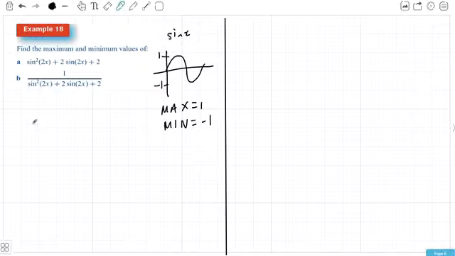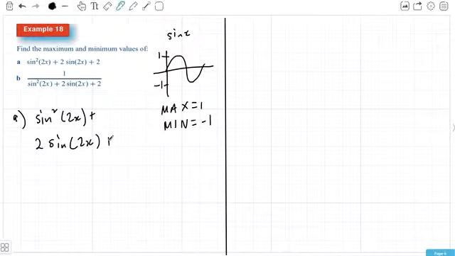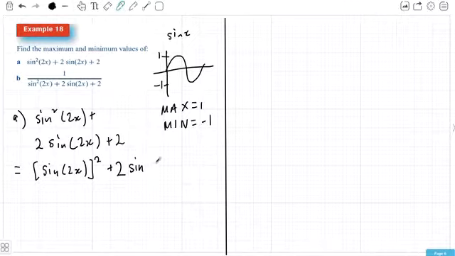So let's have a look at the first question here. It says, find the maximum and minimum values of the following expressions. And so let's write out the first one. We've got sine squared 2x plus 2 sine of 2x plus 2. Now I'm just going to rewrite that a little bit differently so you can see clearly. You've got sine of 2x all squared, and then 2 sine 2x, and then 2.